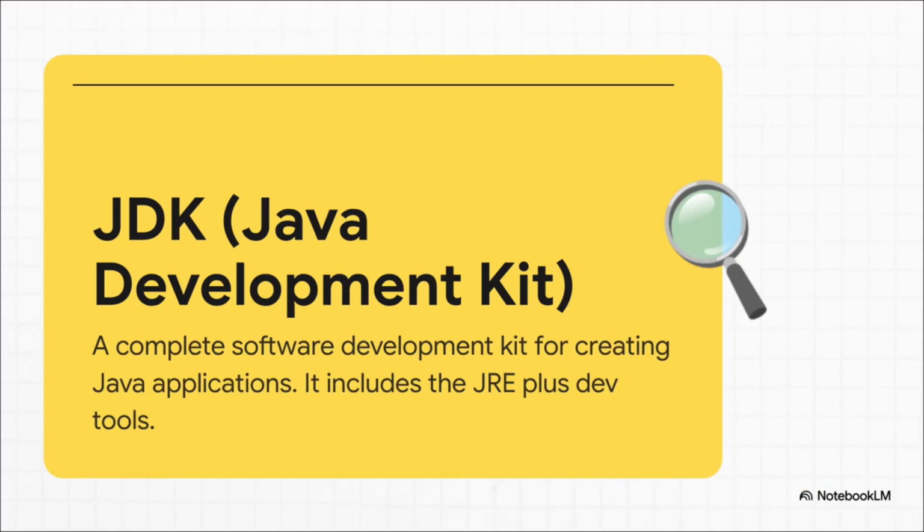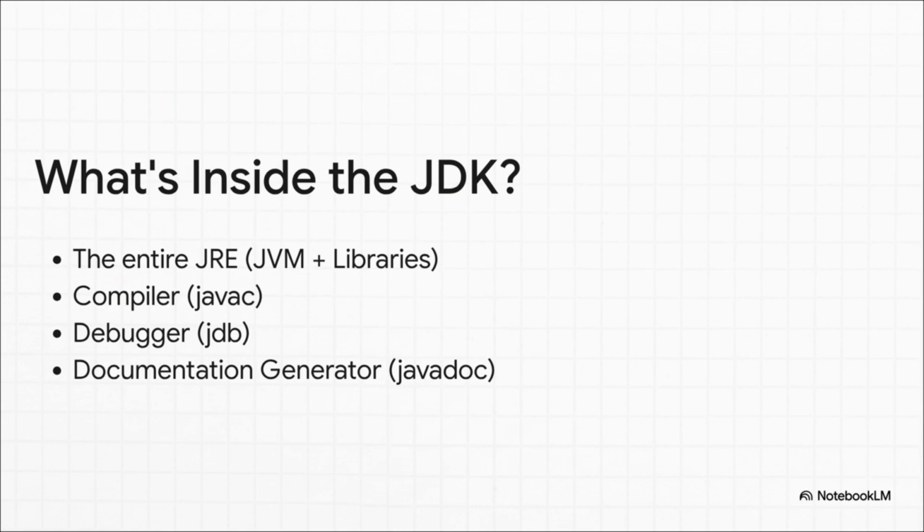The JDK, or the Java Development Kit, is the entire factory. It's the biggest package of the three. It has everything that's in the JRE, so you already have the complete car ready to go. Plus, it adds all the tools and machinery you need to build brand new applications from scratch. So what are these extra tools?